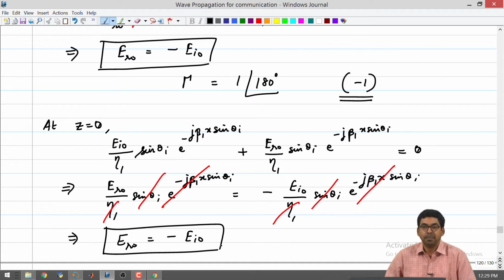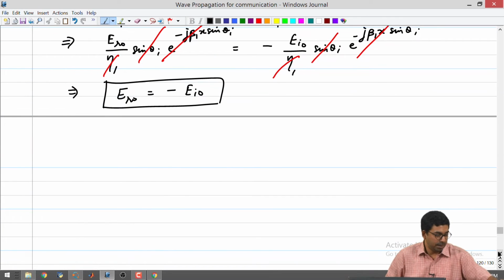This means that if you are trying to solve some problems, you can always apply the boundary conditions only for the electric field, figure out the direction of the electric field, and that is going to be good enough. Even if you apply the condition for the normal magnetic field, effectively you are applying the same boundary condition again, and you will end up getting the same result, that the reflection coefficient is equal to minus 1.